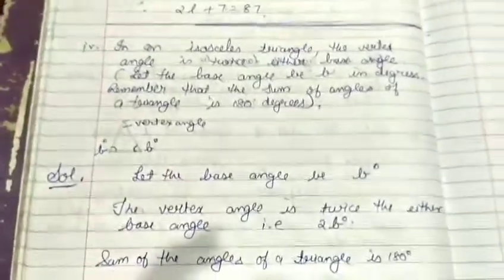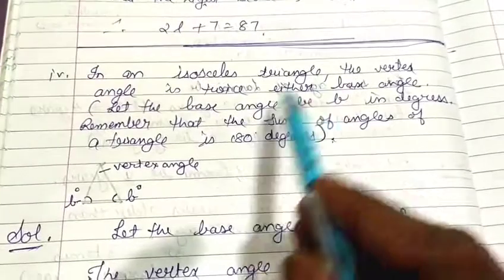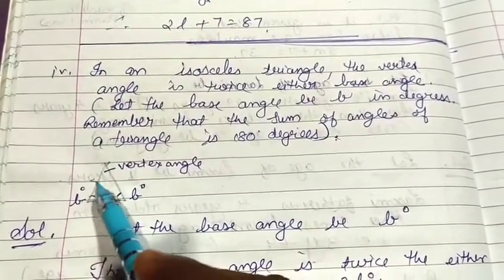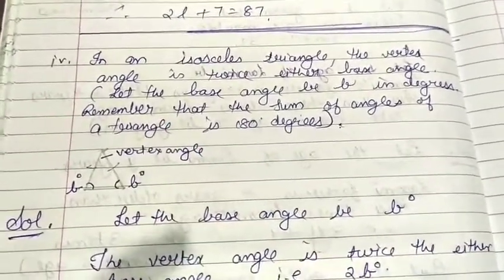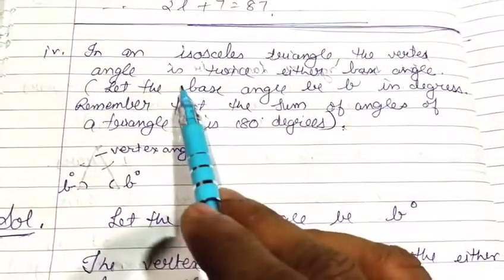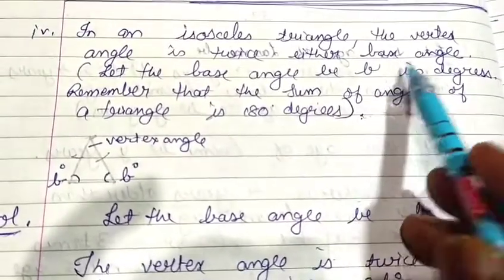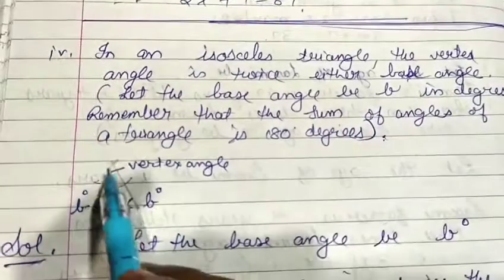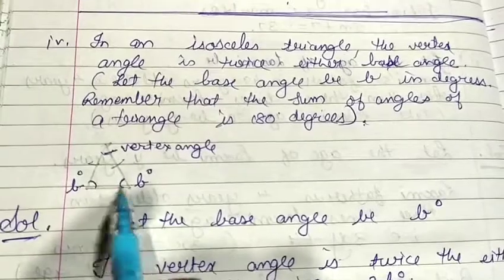Now the last one, in an isosceles triangle, you know dear students, two sides are equal; not all three sides are the same, two sides are the same. In an isosceles triangle, the vertex angle is twice either base angle. This is the base angle. Vertex angle means they are talking about this angle. The vertex angle is twice the base angle. These two are the base angles.